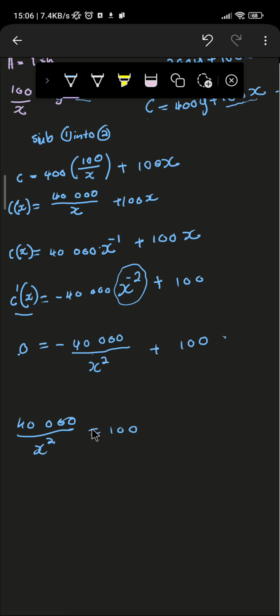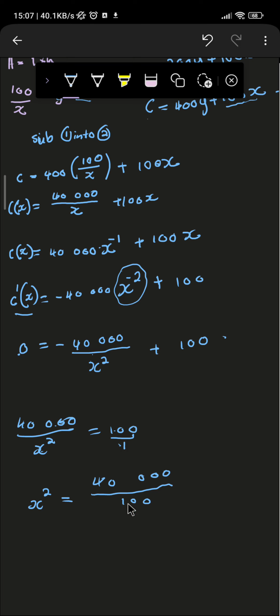So we're going to cross multiply here. This 100 is the same as 100 divided by 1. So we cross multiply 1 multiplied by 40,000, and 100 multiplied by x squared. We're going to have x squared is equal to 40,000 all over 100. And then we apply a square root after getting this. How much is it going to give us? 400.